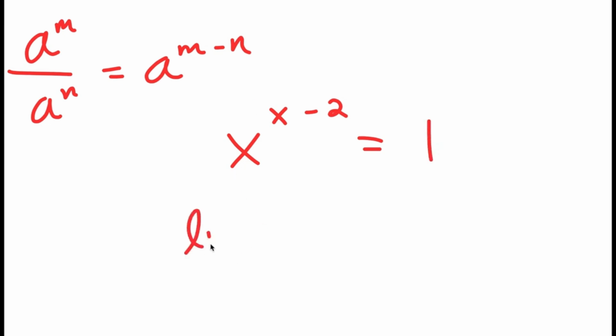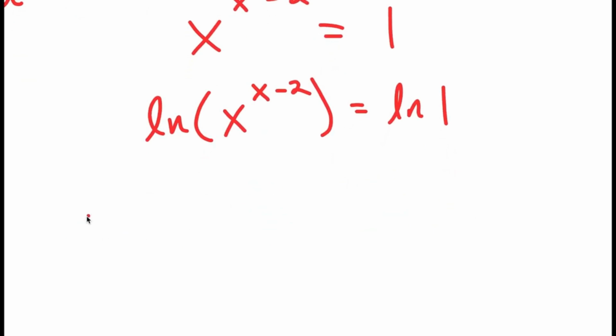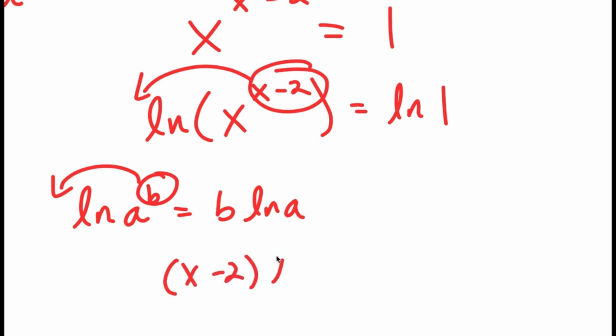Now I'm going to take the ln, or natural log, on both sides. So I get ln x to the power of x minus 2 is equal to ln 1. Now, if I have something in the form ln a to the power of b, I can move this exponent b to the front, so this turns to b times ln a. So in this case, I can move x minus 2 to the front. So now I get x minus 2 times ln x is equal to ln 1.